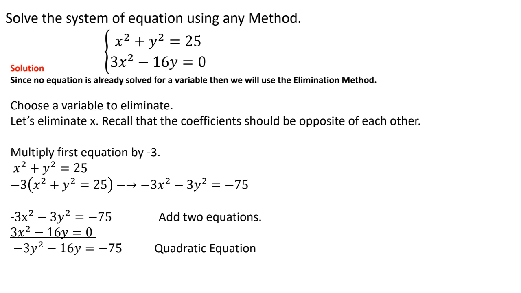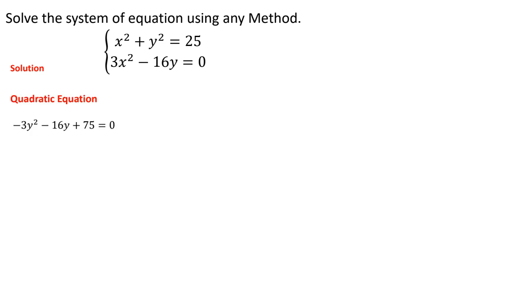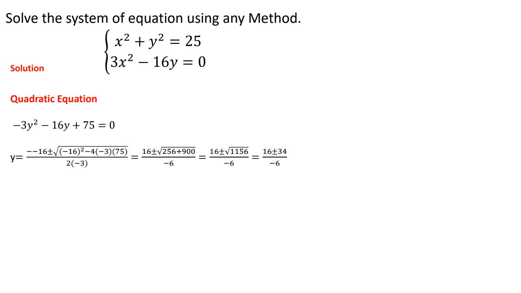We have -3y squared minus 16y. These two are not like terms, so they're just separated. And -75 plus 0 is -75. So we have a quadratic equation again, and I'm going to move everything to one side. So we have -3y squared minus 16y plus 75 equal to 0. I'm going to use the quadratic formula because, again, this one is a little bit complicated to factor.